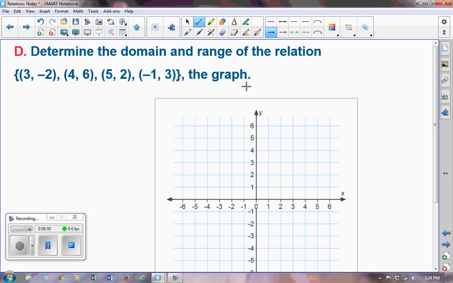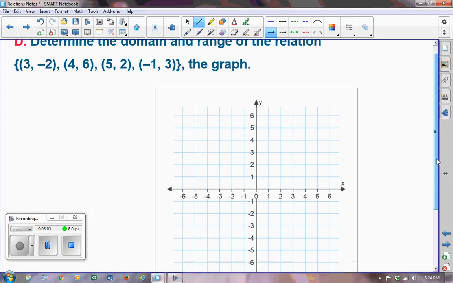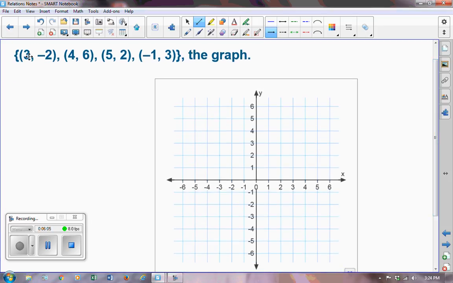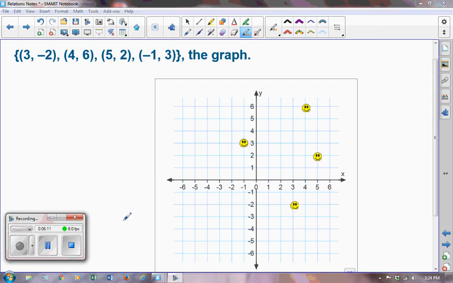All right, and then here's one where you are graphing. So take a moment to graph these 4 sets of coordinates and then come back and check your answers. All right, so you should have 1 coordinate in the second quadrant, 2 coordinates in the first quadrant, and 1 coordinate in the fourth quadrant.